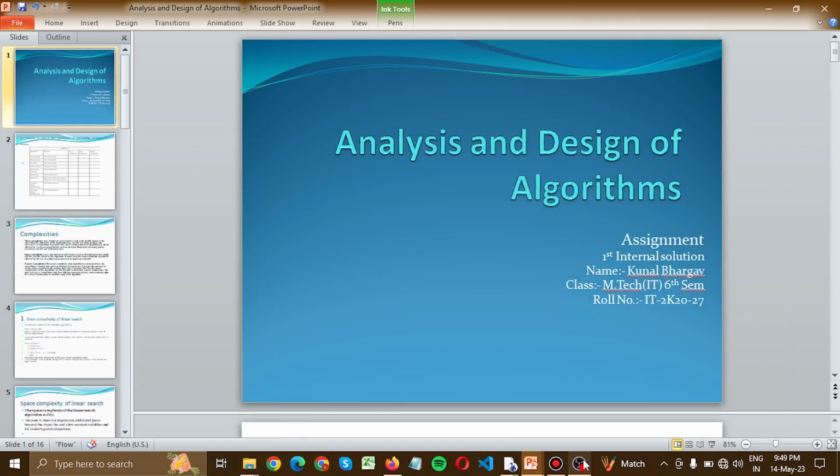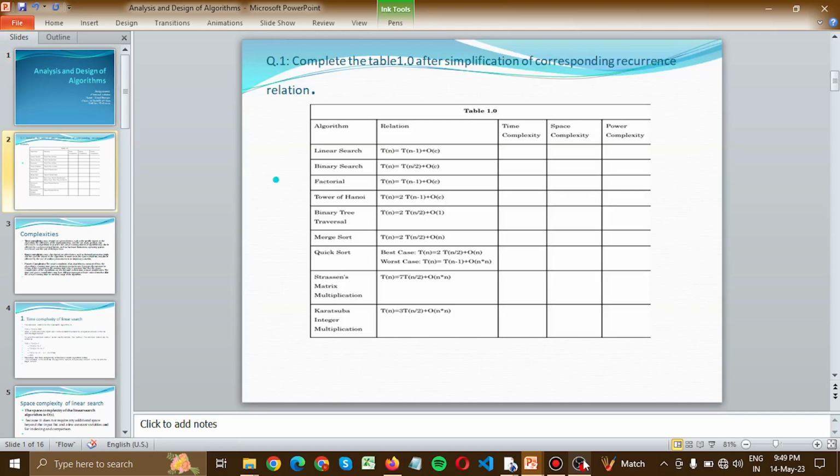In this video, I am going to solve the first test paper of Analysis and Design of Algorithms. So in this PPT, we have the questions of the internal test papers and the solution of that question paper. First question: complete Table 1.0 after simplification of the corresponding recurrence relation.